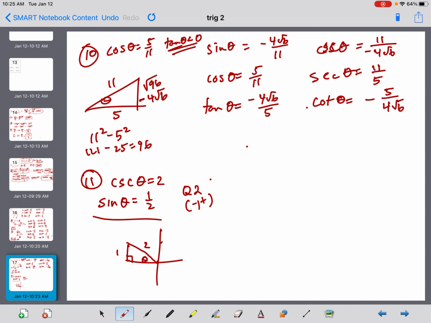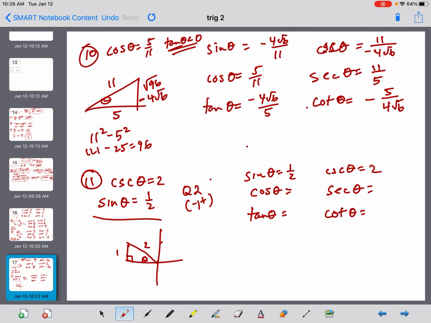So we do have to do the Pythagorean theorem. We already know this: sine theta is equal to 1/2. Now we've got to figure out cosine theta, tangent theta, and cosecant theta. Well, we already know that's 2. Then secant theta and cotangent theta.